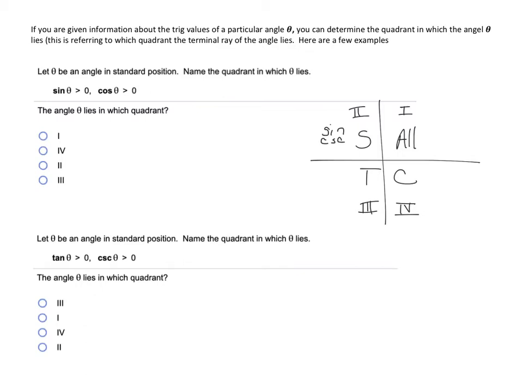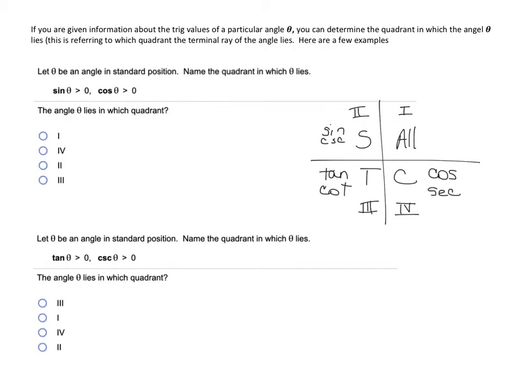The T in quadrant 3 stands for tangent and its reciprocal, cotangent. And then quadrant 4, the C stands for cosine and its reciprocal, which is secant. Once again, this tells you where they're positive. So now let's go and work our example. We'll use this to help us solve our example problems.